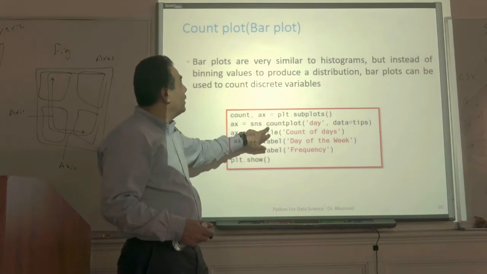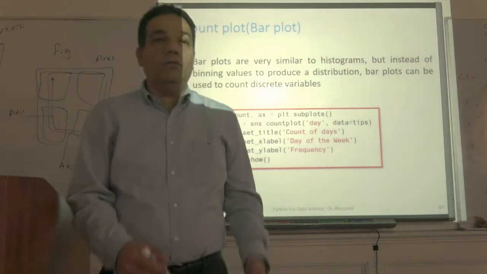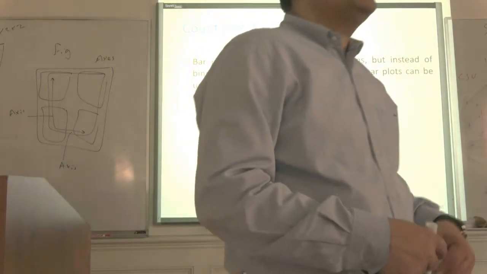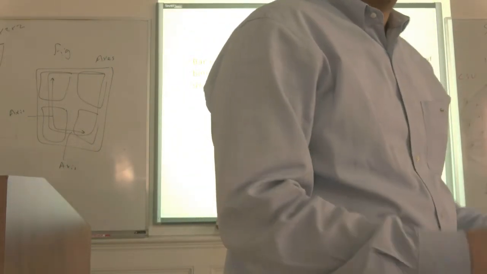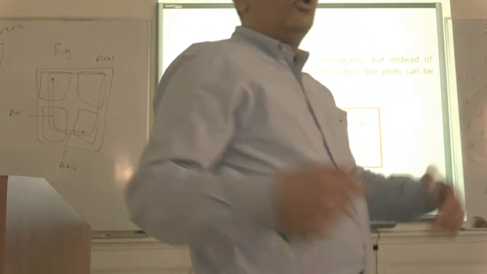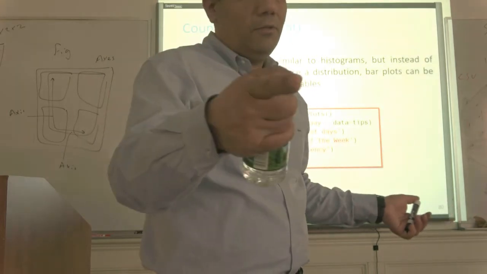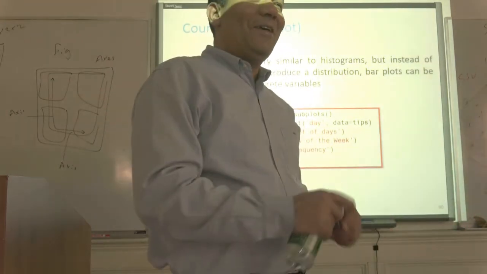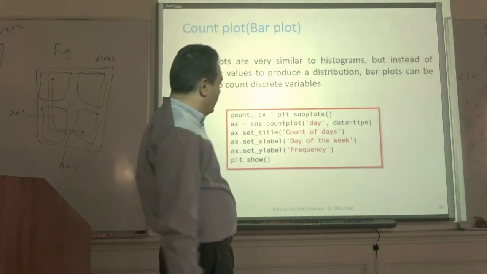The plot name is countplot. What does count plot mean? Bar plot. In Excel, most of us call it a bar plot. In Python, they call it a count plot. Why is it called the count plot? Because it counts the discrete elements inside the discrete variable, right?